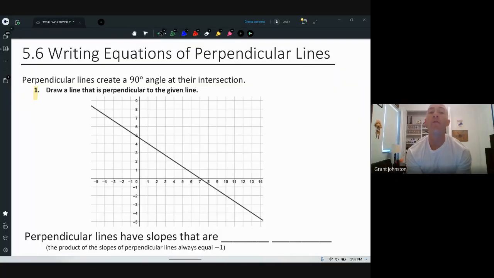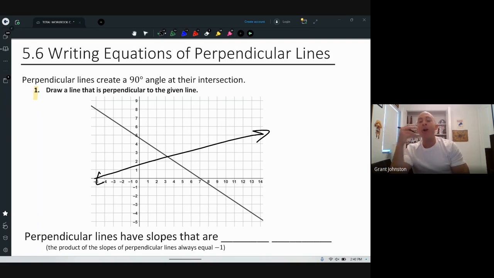Writing equations of perpendicular lines. So the strict definition of perpendicular lines is that when they cross, they form a 90-degree angle. So don't write this, but let's say you have this line here. These two lines are not perpendicular because at their intersection, this angle right here is not 90 degrees. That's an obtuse angle, a large angle. They need to form a 90-degree angle at their intersection.